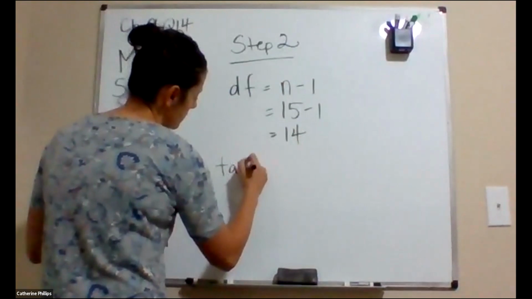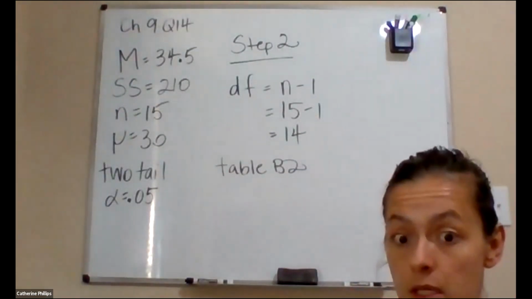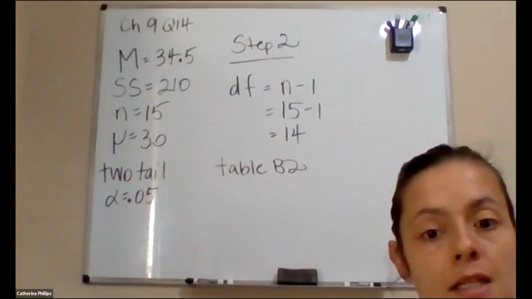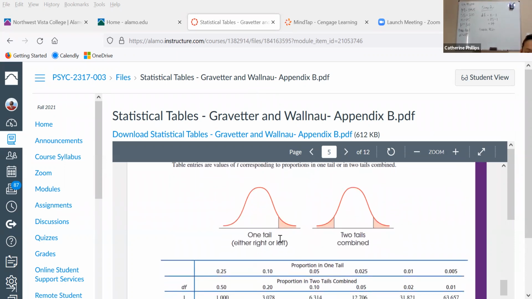Now we're going to go to table B2, and we're going to look up what our critical value is. We're going to go plus or minus on this one because it's a two-tailed test. So here I am on the statistical tables, Table B2, the t-distribution. I have a two-tailed test, so I want to look at proportion in two tails combined. And I have an alpha of 0.05, so proportion in two tails combined, 0.05. This is the column that I want to look at.